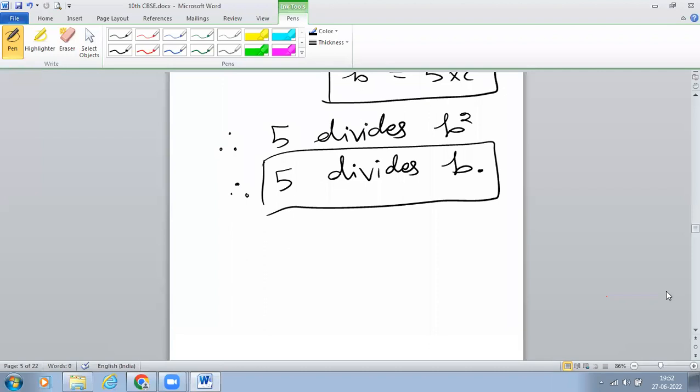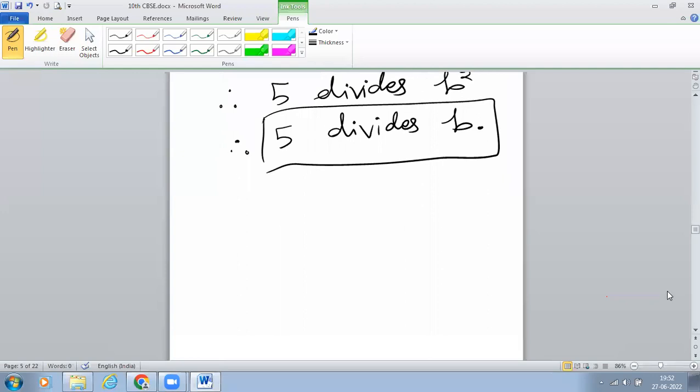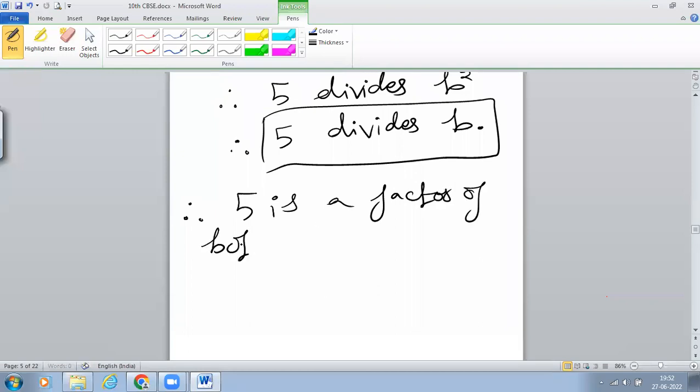Done, sir. Now listen carefully. The meaning of 5 divides a is that 5 is a factor of a. As well as 5 divides b means that for b also 5 is one of the factors. Is that correct? Yes. Therefore, 5 is a factor of both a and b, because 5 divides a as well as 5 divides b.